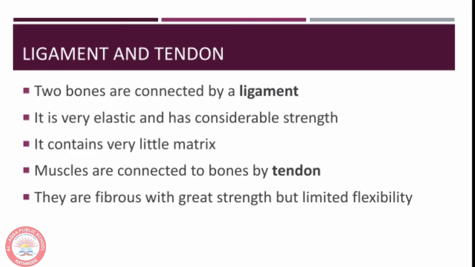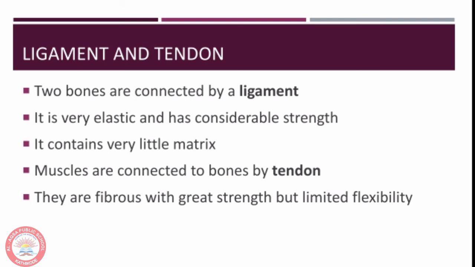The next one is ligament and tendon. Two bones are connected by a special type of connective tissue called ligament. It is very elastic and has considerable strength, which means it is having strength but not great strength. It has very little matrix present in it.